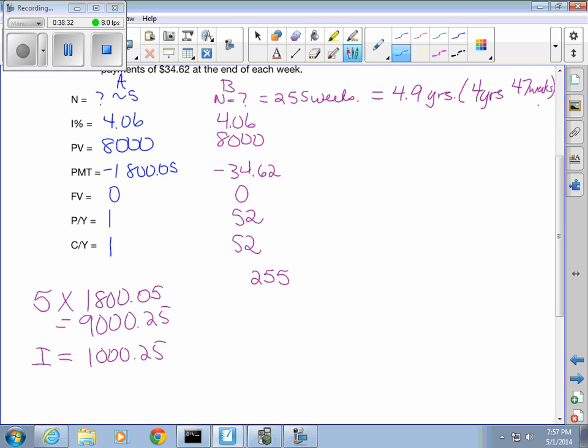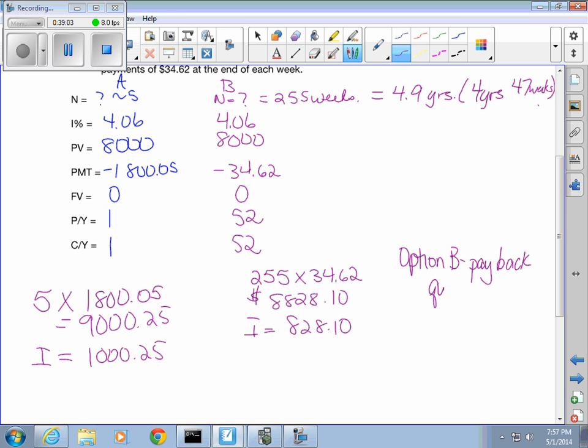For this loan here, you are paying 255 weeks, and you're paying $34.62 a week. So that means when you multiply, you get $8,828.10. So your interest that you pay here is $828.10. So option B means you'll pay it quicker, and you have less interest. So anytime you can pay off a loan quicker and pay less interest, that's always a better thing.